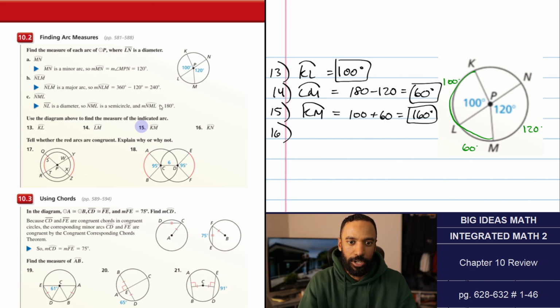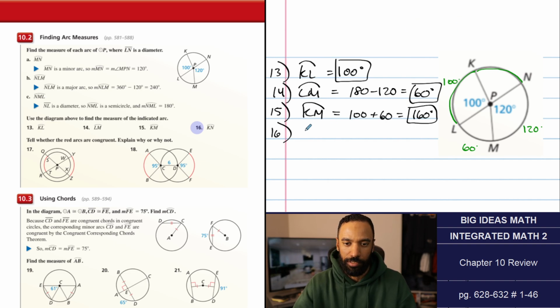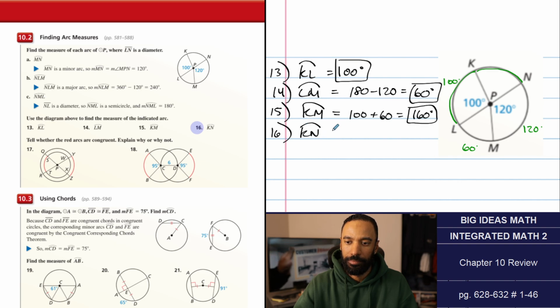And then number 16, measure of arc KN. It's the last one that we haven't yet figured out. You could add all of these up and subtract from 360, but better yet, this is another semicircle on this side with LKN. So let's take away 100 from 180. I think that's just the faster approach. So the measure of arc KN is 180 minus 100, so 80 degrees.